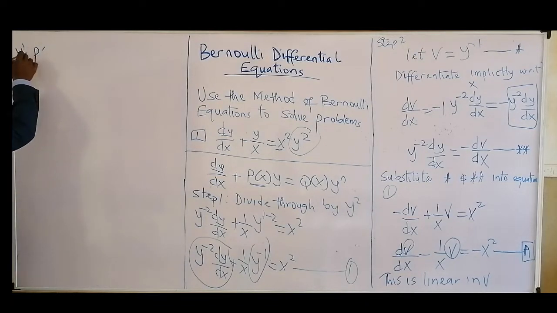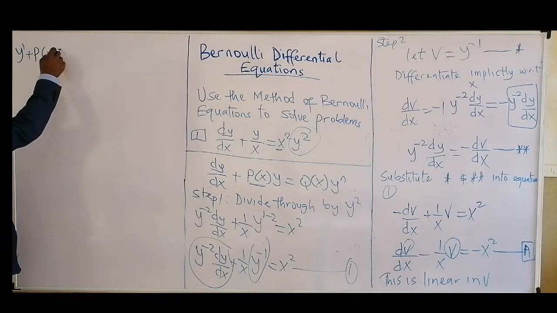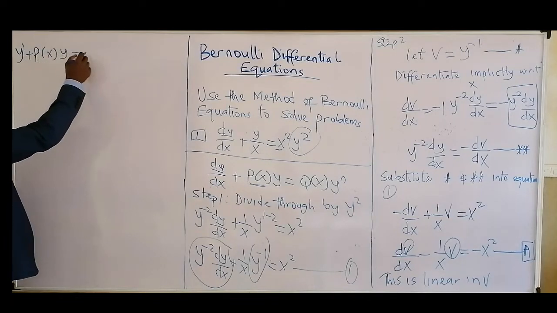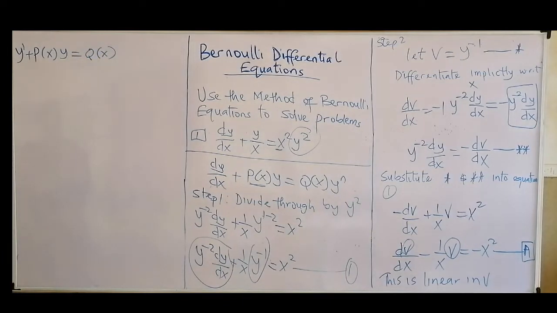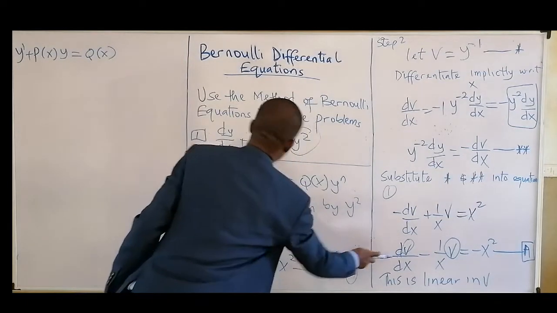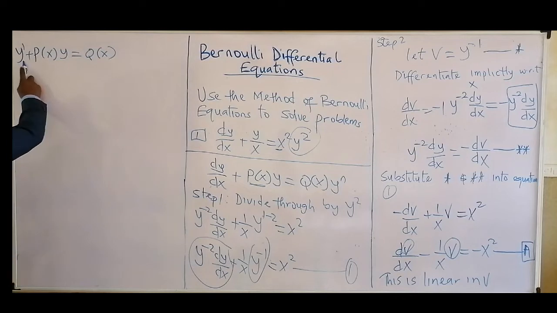First differential plus p of x y equals what? Equal to q of x. So that's a form of a linear equation. Correspond that to that equation E. If we correspond to that, that means my p of x. In this case now, this is linear in V. This one is linear in what? This one is linear in Y.